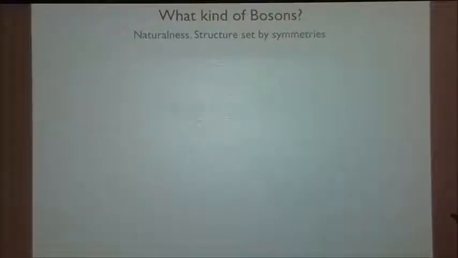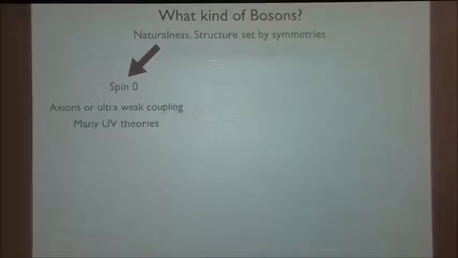So if you think naturalness is a reasonable criterion, okay, we can actually parameterize the ways in which this field can talk to us. And it turns out there are only 7 possible ways in which this field can talk to us. And we can actually list all of them. So let's see what the 7 possible ways are.